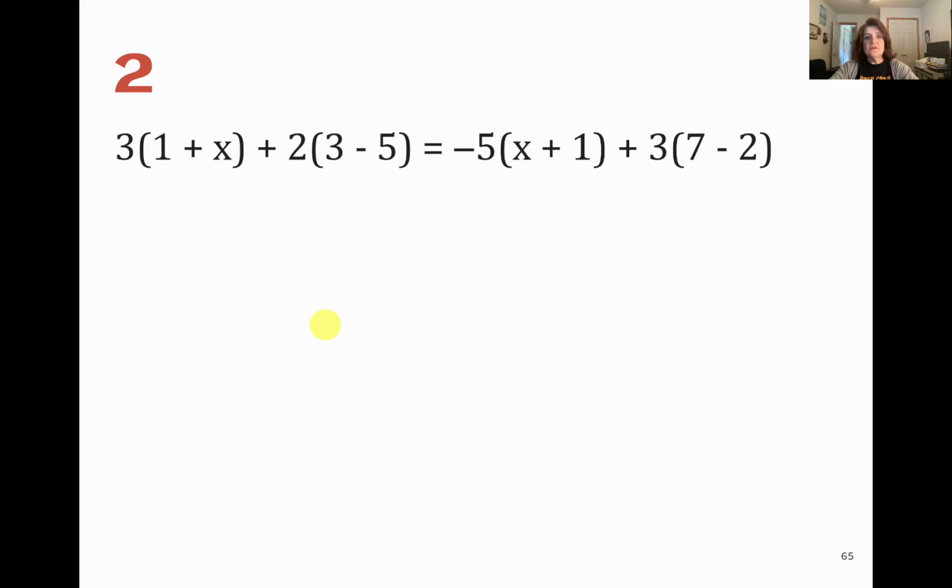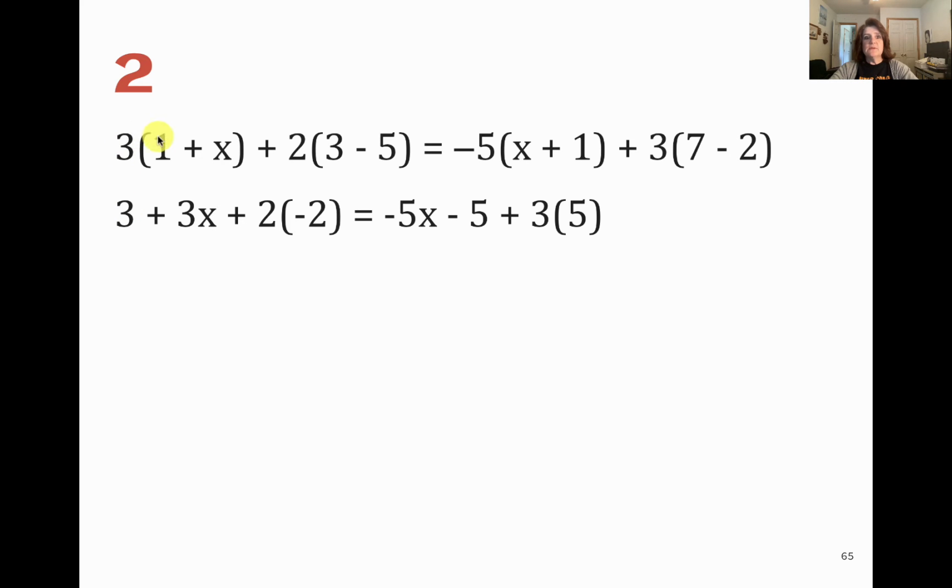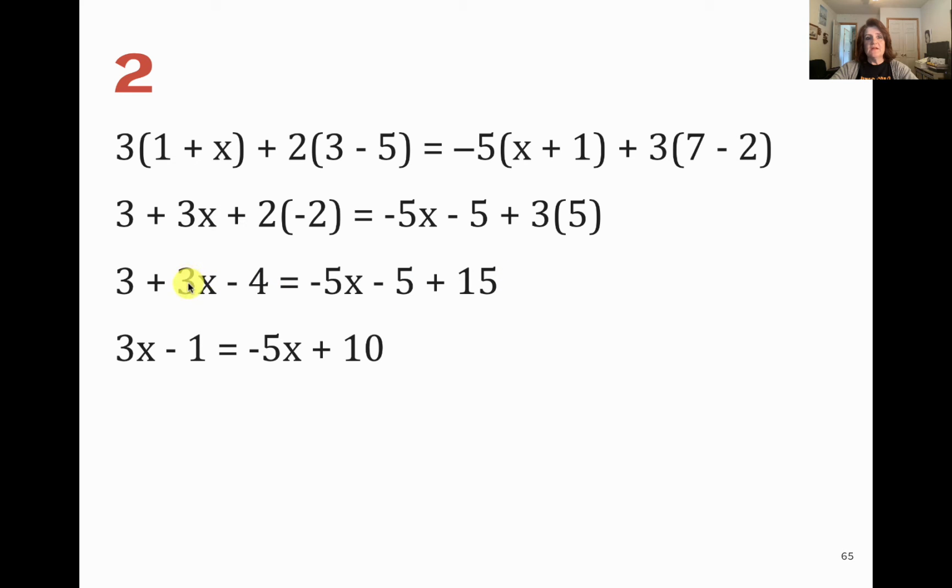Number 2, you're given this equation, where you distribute first. 3 times 1 is 3, 3x, plus 2 times negative 2 is equal to negative 5x minus 5 plus 3 times 5. 2 times negative 2 is negative 4. 5 times 3 is 15. Combine those like terms, we get 3x minus 1 is equal to negative 5x plus 10.